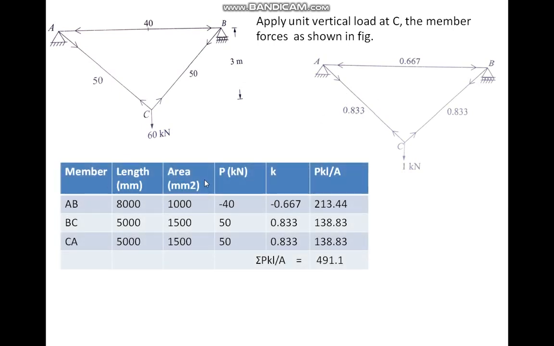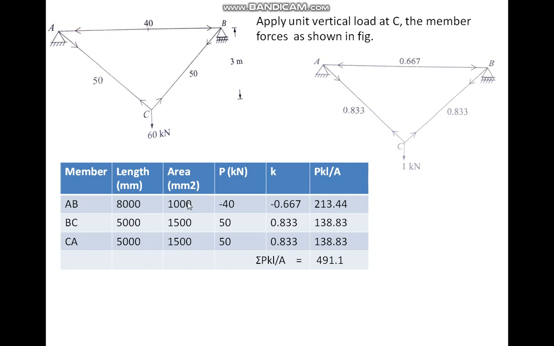In the table, write the member, length, area, P values (the forces given by the load), and small k, which is nothing but the unit load force values, and PKL by A. So write members AB, BC and CA. For length, A to B is 8 meters, which you write as 8000 millimeters, AC is inclined at 5000 millimeters, and BC is also 5000 millimeters.